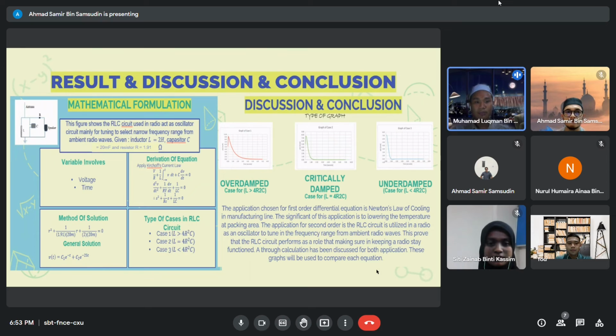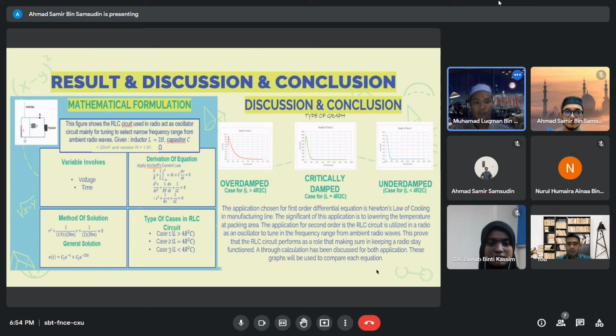For the mathematical formulation, this figure shows the RLC circuit used in radio as an oscillator circuit mainly for tuning to select a narrow frequency range from ambient radio waves. Given inductor L is 2 H, capacitor C is 20 millifarads, and resistor R equals 1.91 ohms. From the question, the variables involved are, first, the voltage, and second, the time. From the variables involved, we can do the derivation of the equation.